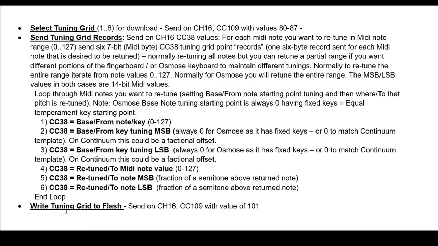And finally, you will send on channel 16, all these CC38s are also on channel 16. You'll send CC109 on channel 16 with a value of 101, which will write all of that tuning data to the tuning grid flash for that location. And of course, if you have multiple tunings, you can iterate this over. Select another grid, send your tuning data for that, and you can do this up to 8 times if you want to fill all of your 8 tuning grids. Then of course you need to send, before you play that, a CC51 to actually select the tuning grid that will be active and then you can perform your tuning.